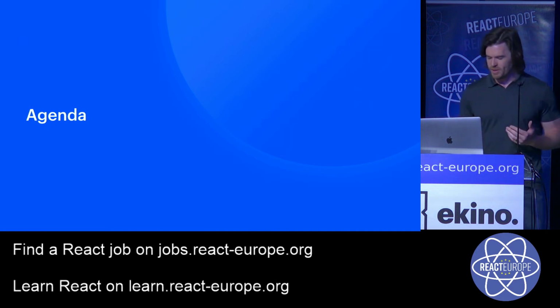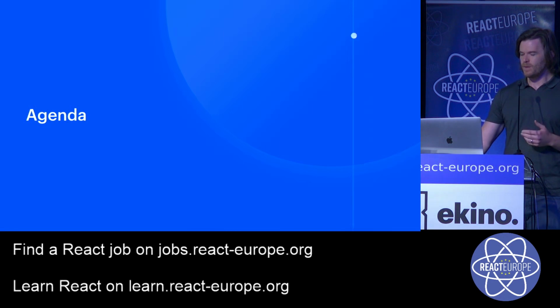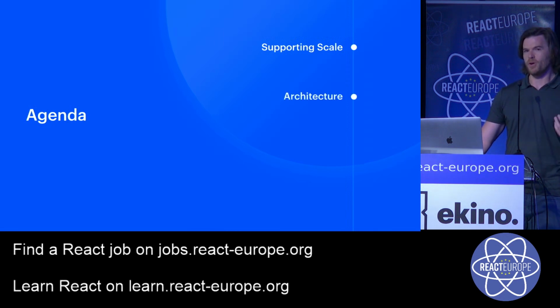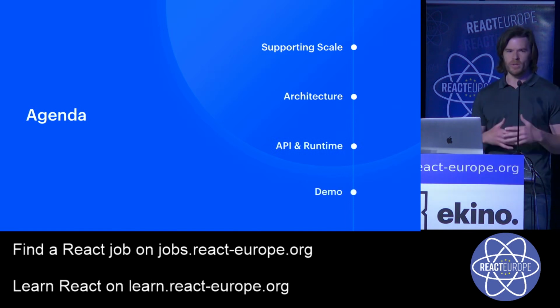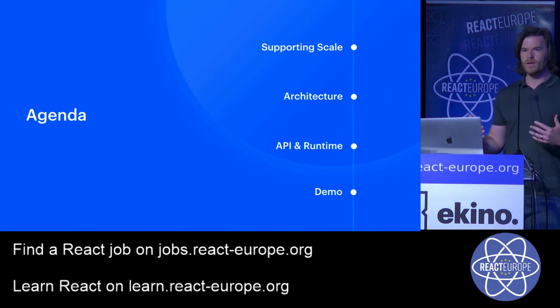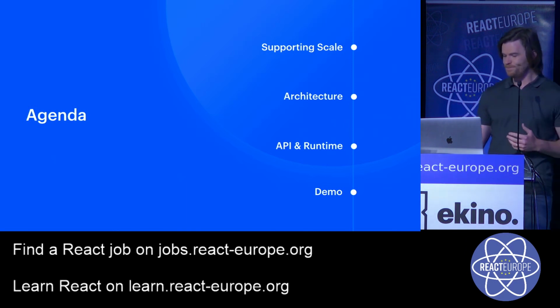So first I'm going to go over the agenda that we'll be covering today. One is how we support scale at Facebook and basically why this mattered to us. The architecture around FBT that we'll be covering today, the API and runtime, and finally we'll be going over a pretty brief demo, kind of going through the rough architecture and showing you the flow of what it looks like from a UI engineer's perspective, running all the way through translations.